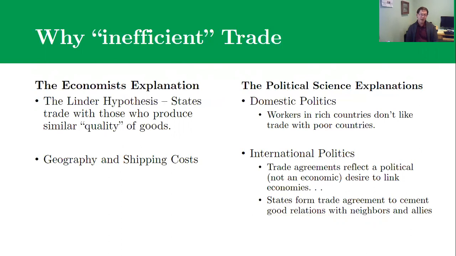So for the economists, it might be a function of shipping costs and geography, right? If you have to ship things around the world, maybe that raises the price, and so you trade with people who are close by because you can reduce those costs. Maybe that accounts for it.